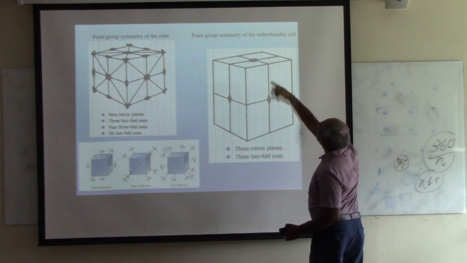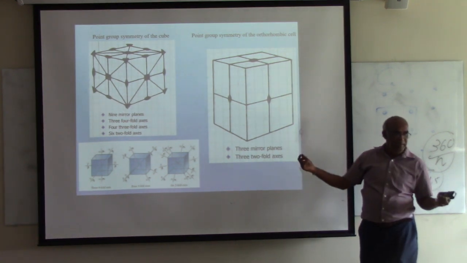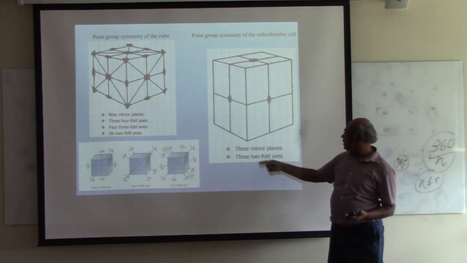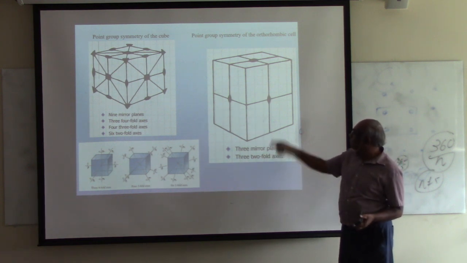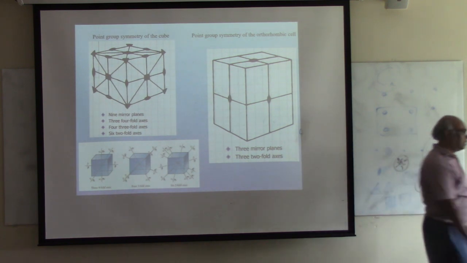Here, if I have an orthorhombic, it means a, b, c are all different. Then you have fewer symmetries, right? You have 3 twofold axes. Twofold means it's a 180 degree rotation, right? So then 3 mirror planes, and you get the idea.